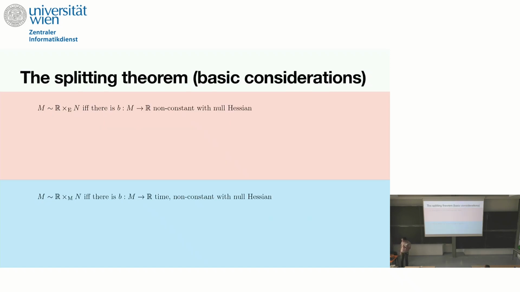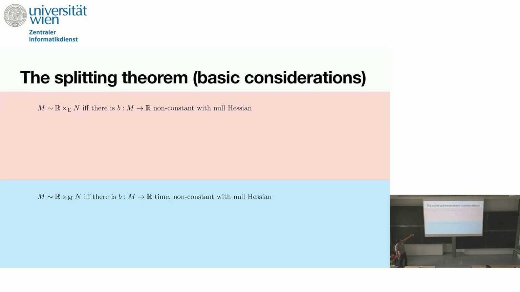So first of all, how do you prove the splitting theorem? Well, first of all, notice that a manifold splits as a product if and only if, and that is an easy statement, you can find a non-constant function with zero Hessian. Okay? So that's the point. If it splits, then the non-constant function would be the R coordinate. If you have a function with zero Hessian, you just take the gradient flow of that function, and that produces the splitting.